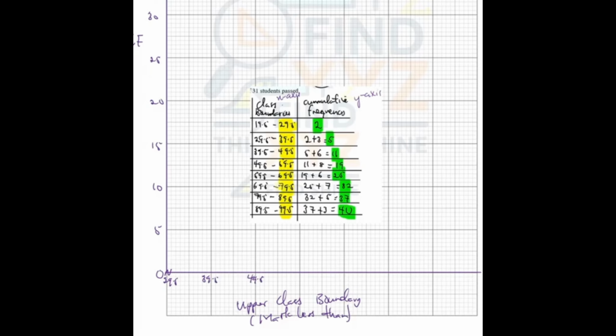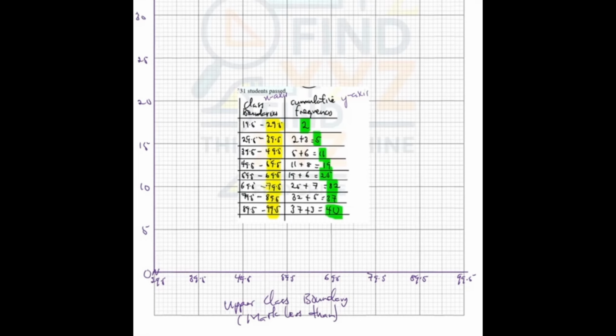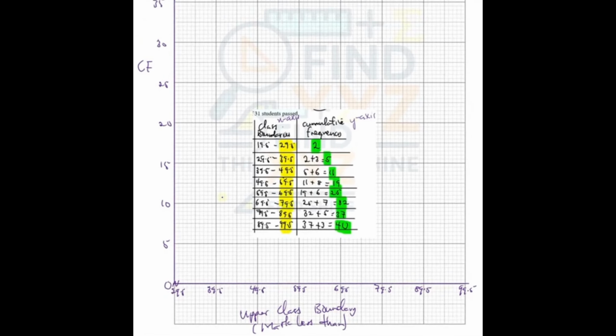Please make sure that it is exactly on the line. Then 59.5, 69.5, 79.5, 89.5, and then 99.5. Then we are going to plot these values. We are going to plot the upper class boundaries against their corresponding cumulative frequencies. So 29.5 corresponds to 2.